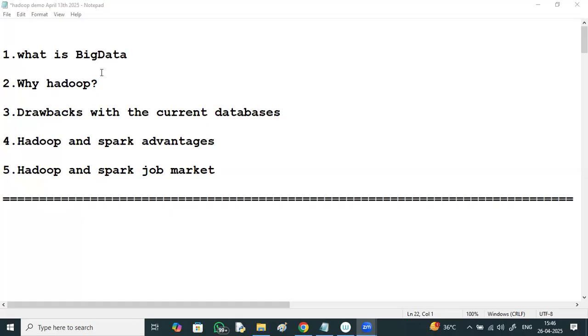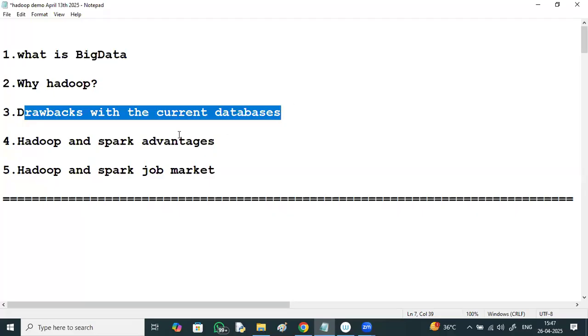So as part of today's course, this is what I'm going to discuss: What is big data? Why Hadoop? Drawbacks with the current databases. Hadoop and Spark advantages. Hadoop and Spark job market. That's what I'll be discussing right now.